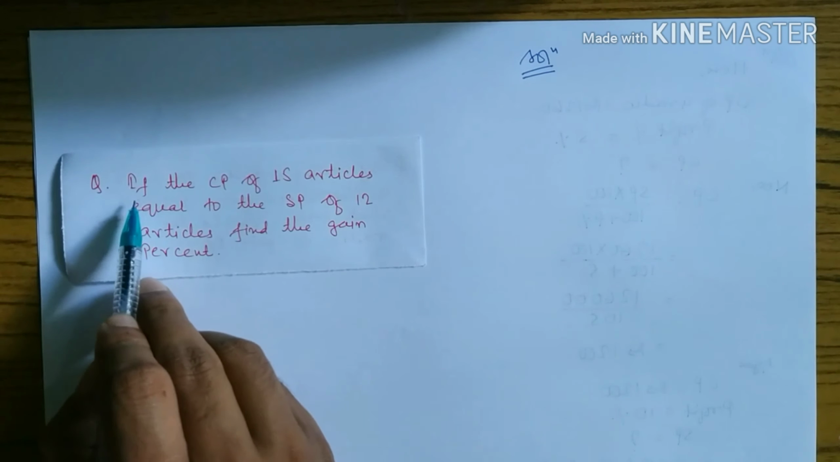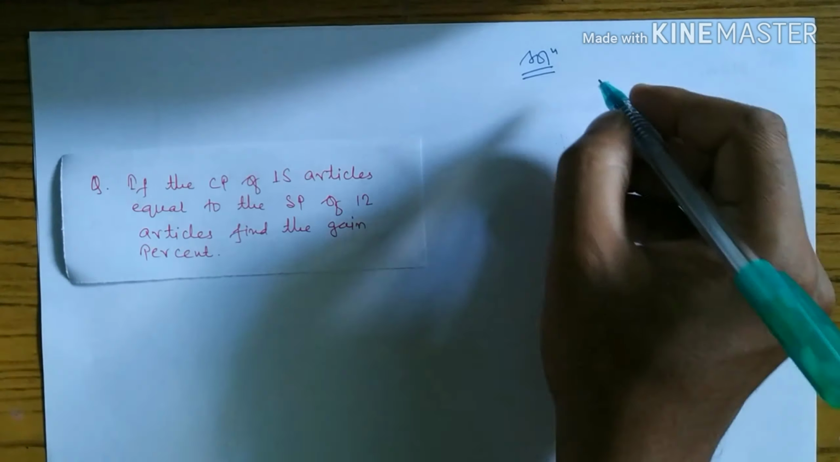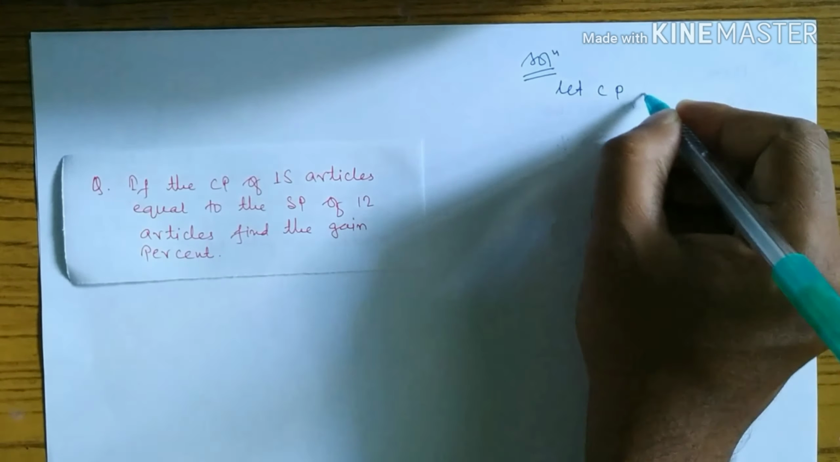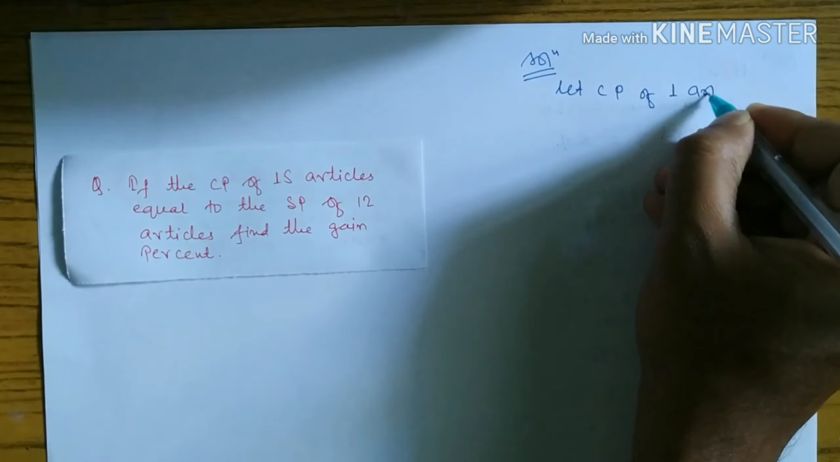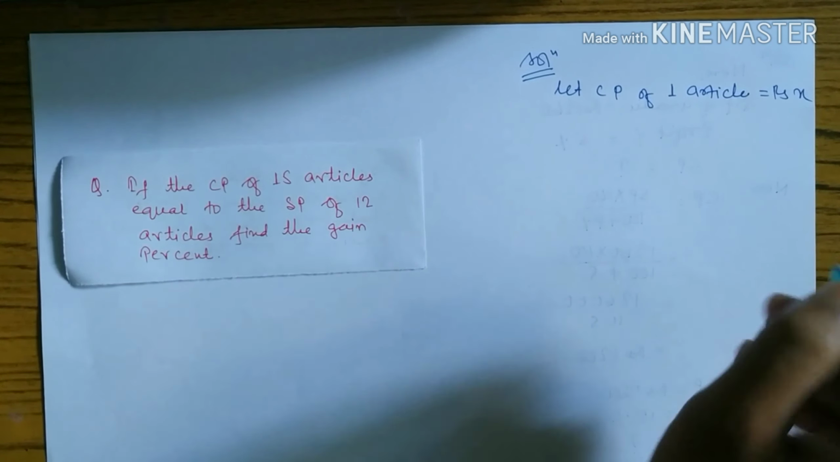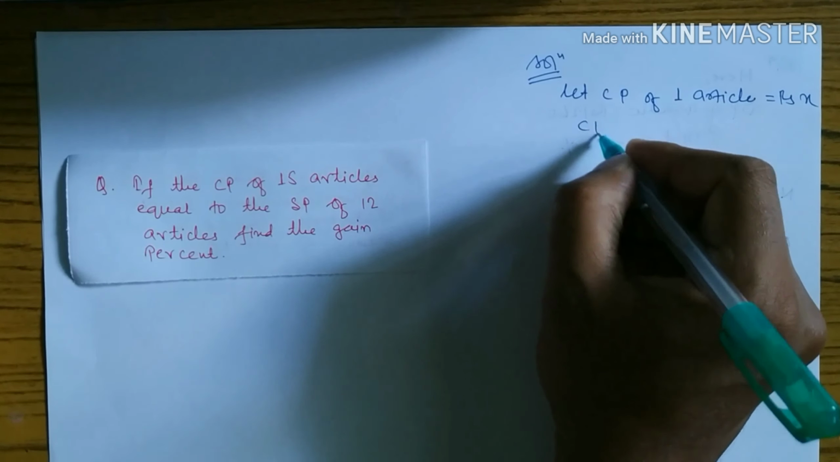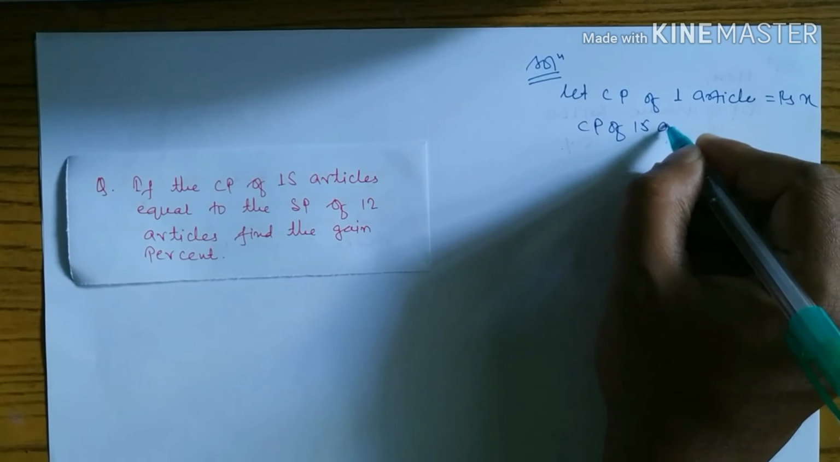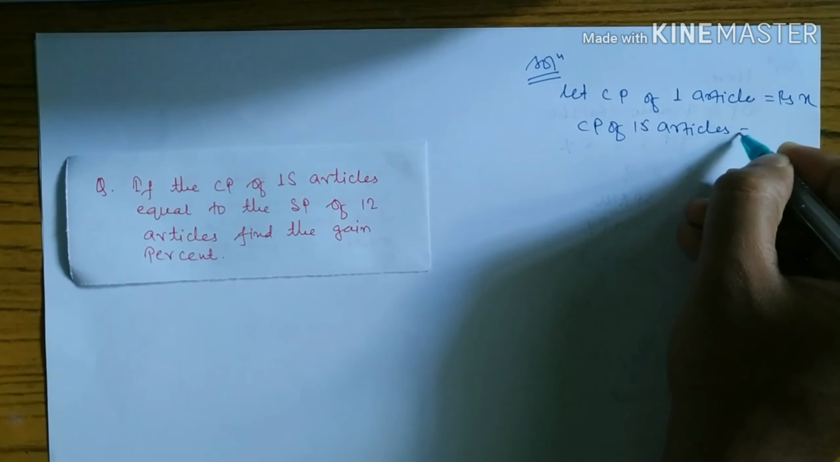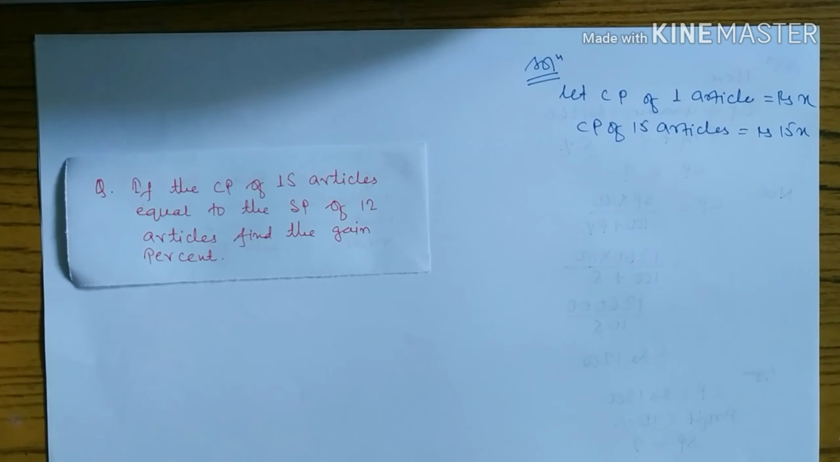According to the question, what is here? If the cost price of 15 articles is equal to the selling price of 12 articles, we have to let the cost price of one article be rupees x. Then the cost price of 15 articles is equal to what? 15 articles is equal to rupees 15x. The cost price of one article is rupees x, then the cost price of 15 articles will be more. If more, then we have to multiply.